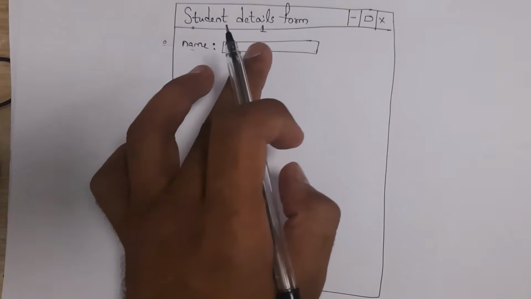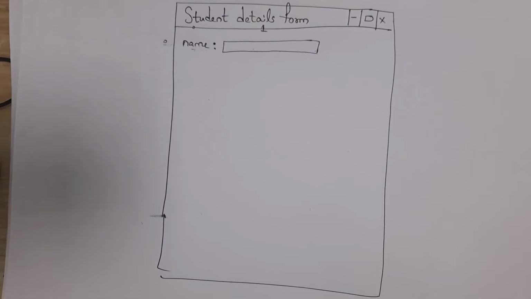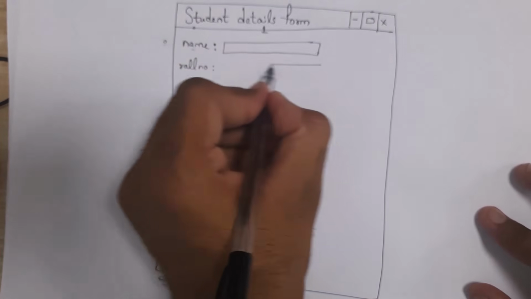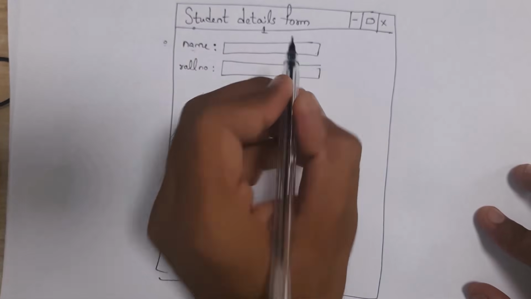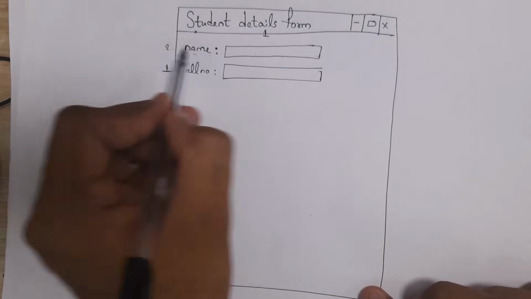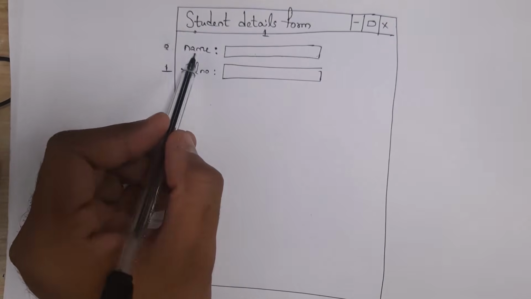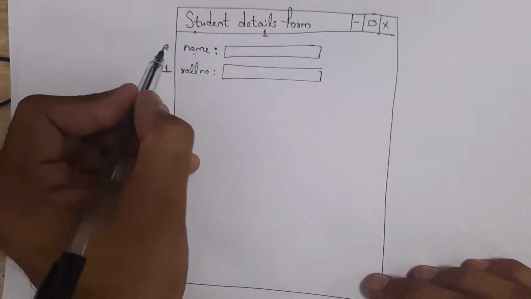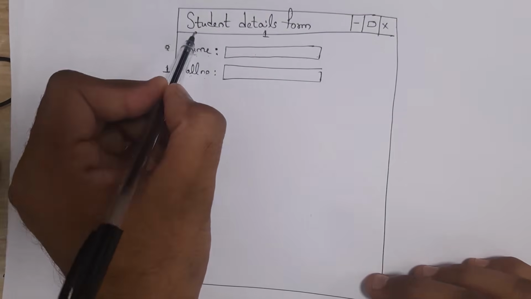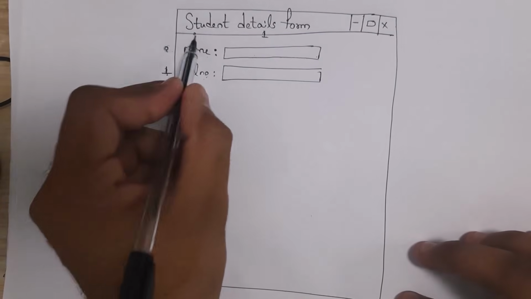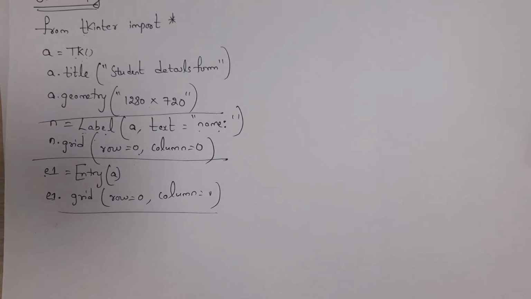After creating this name and entry box, next I want to create roll number. Roll number colon. Beside roll number, I want to create one entry box. Inside this entry box, I can enter my roll number. By default, it is the first row. We took index number 0. And after name, I want to insert roll number. So roll number must be in the second row. I want to place this roll number in the second row, first column. So 1, 0. We can create text by using the Label method.